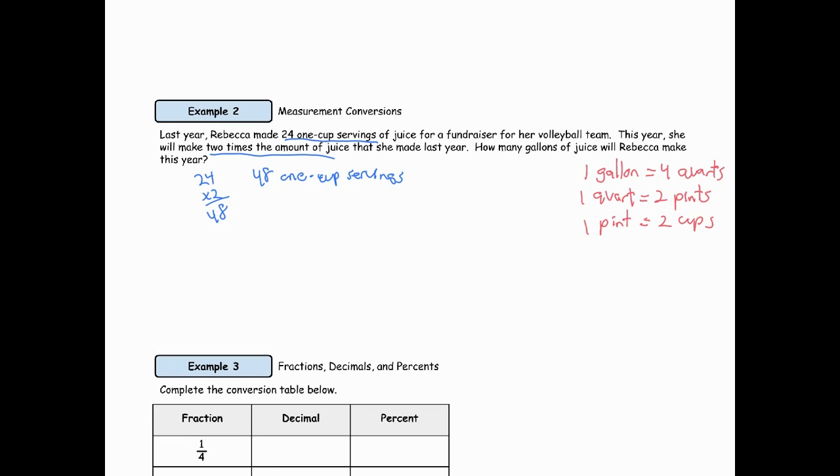So if we look at our reference sheet, we'll see that 1 gallon equals 4 quarts, 1 quart equals 2 pints, and 1 pint equals 2 cups. Or in other words, we could say that 1 gallon equals 4 times 2 times 2, which is 16 cups. So then we could take our 48 1-cup servings and divide it by 16 to get 3, which means that Rebecca will make 3 gallons of juice.